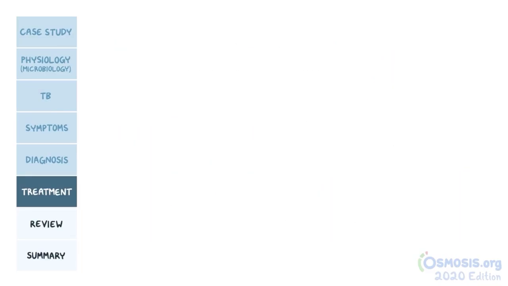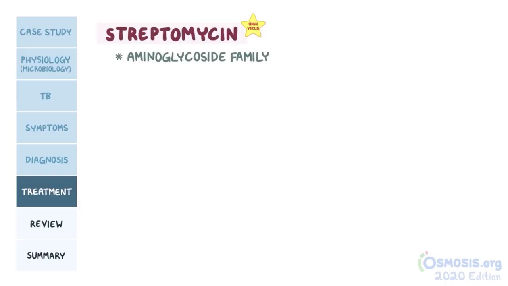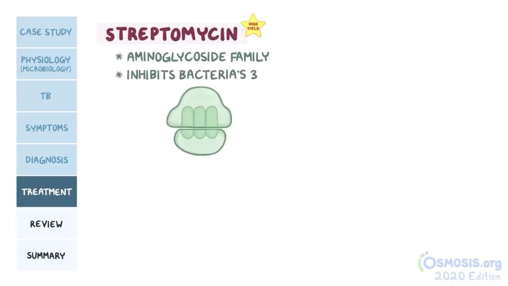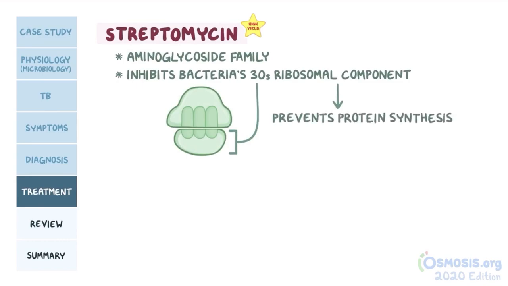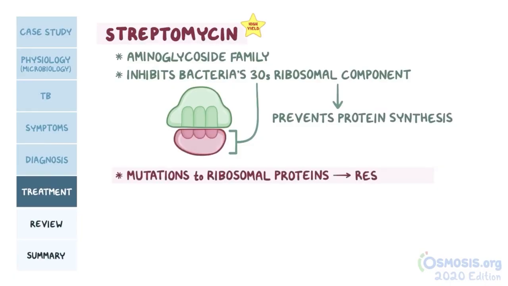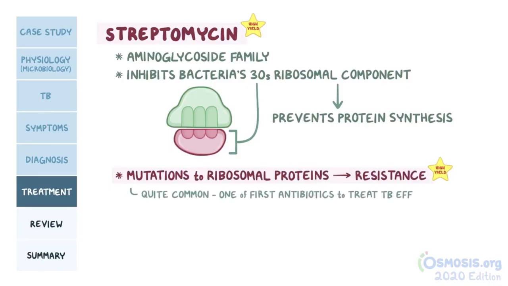And finally, streptomycin is part of the aminoglycoside family, and it works by inhibiting the bacteria's 30S ribosomal component, ultimately preventing bacterial protein synthesis. Obviously, mutations to these bacterial ribosomal proteins cause streptomycin resistance, which is actually quite common since this agent was one of the first antibiotics to treat tuberculosis effectively.